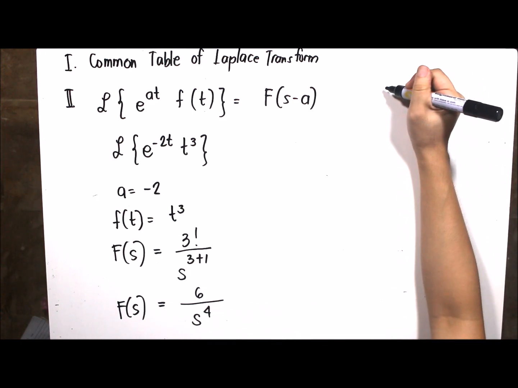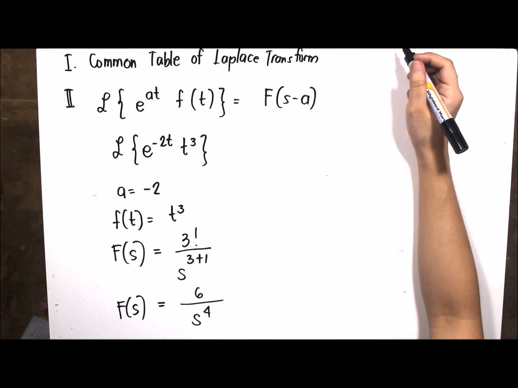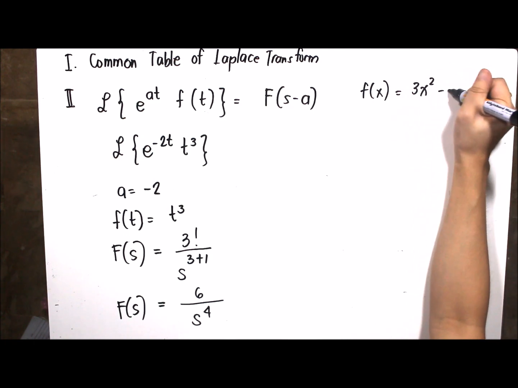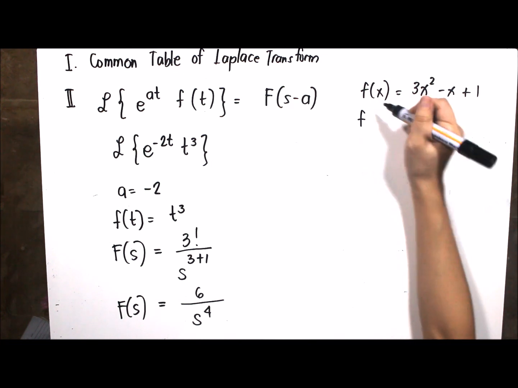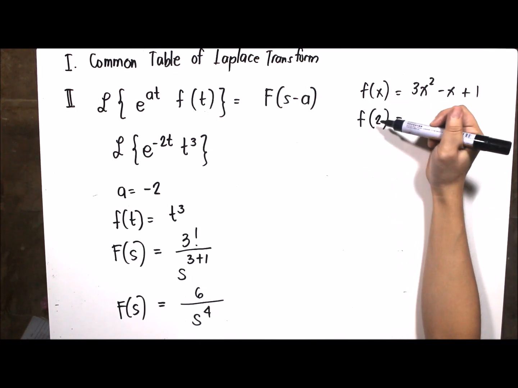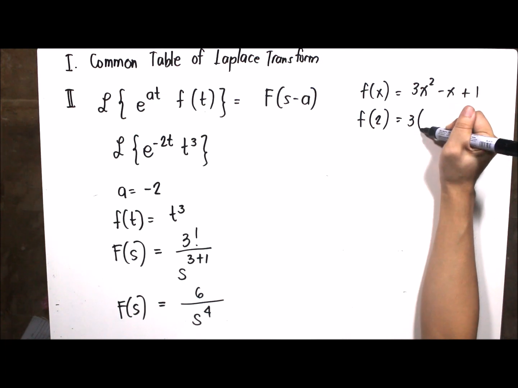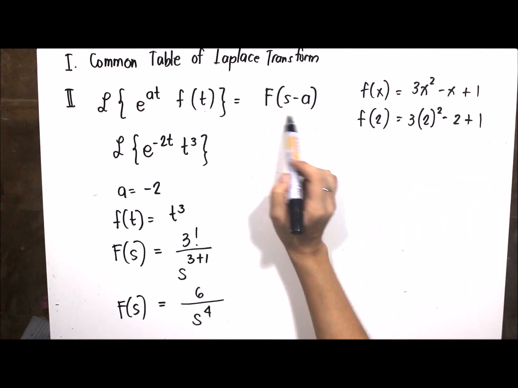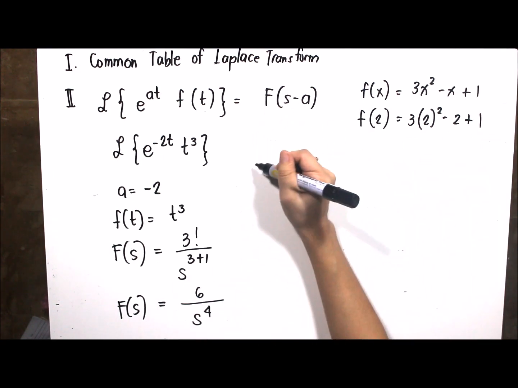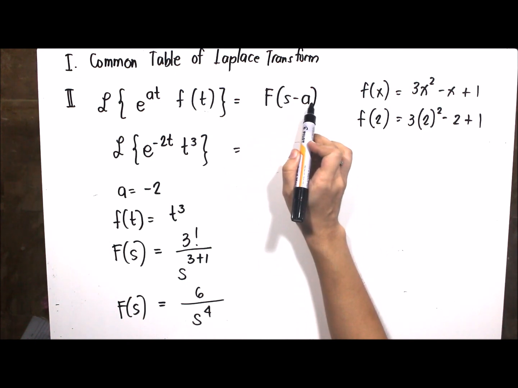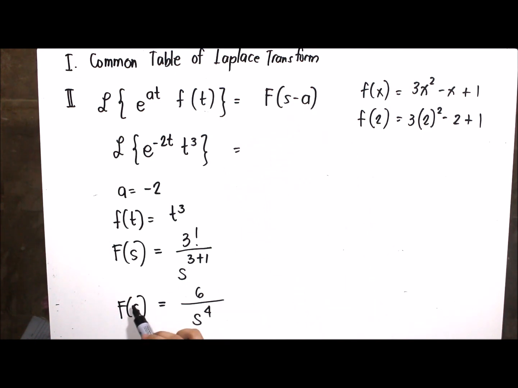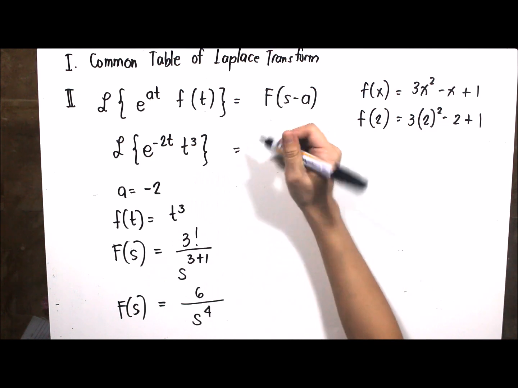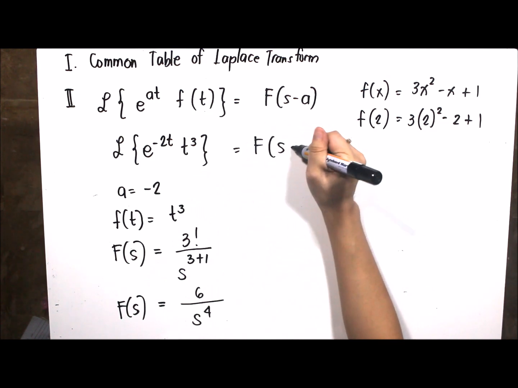Pagaya for example, tayo ay binigyan ng f of x, which is equivalent to 3x squared minus x plus 1. Di ba pag hiningan tayo ng f of 2, ang ginagawa lang natin is simply substitute. Kaya ito ay magiging 3 times 2 squared minus 2 plus 1. And that goes the same for this. Kapag nakuha mo si F of s, tapos hiningi sa'yo si F of s minus a, ibig sabihin, dito sa formulang to, papalitan mo lang si s ng s minus a. Thus, ang sagot nito is F of s minus a.